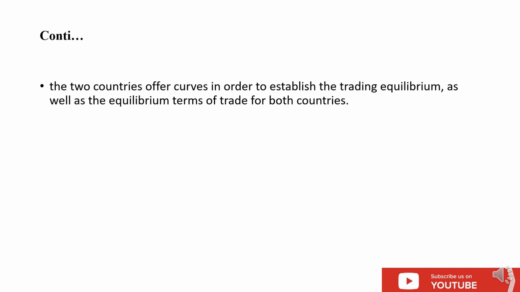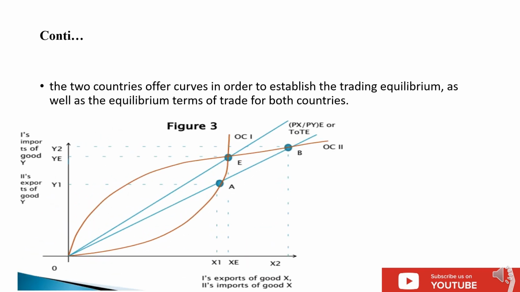The two countries' offer curves establish the trading equilibrium as well as the equilibrium terms of trade of both the countries. So this diagram, as we already discussed in the previous slide, shows that if the country is in disequilibrium, they will push their trade toward the equilibrium line.